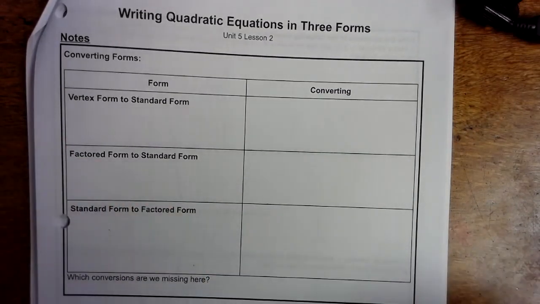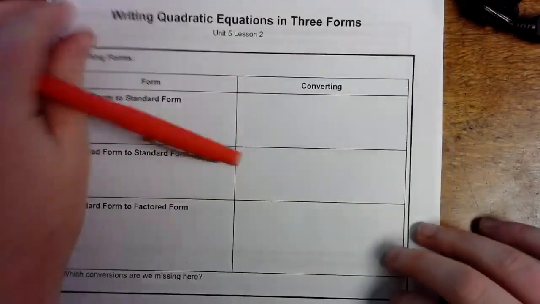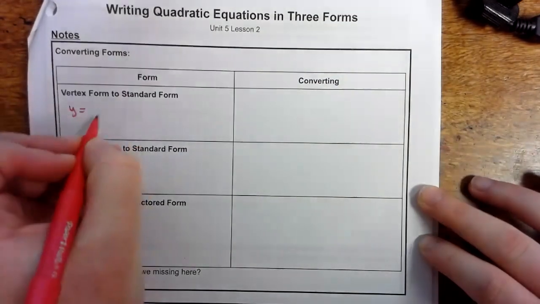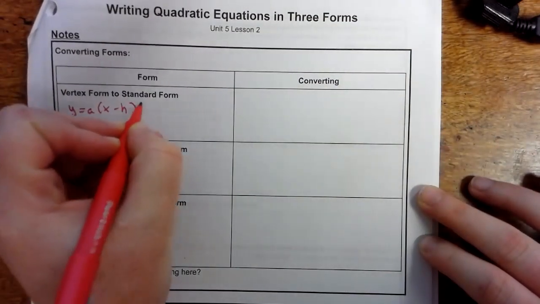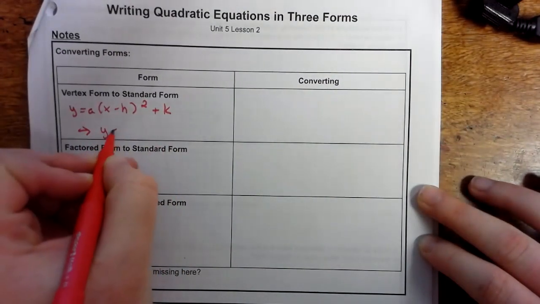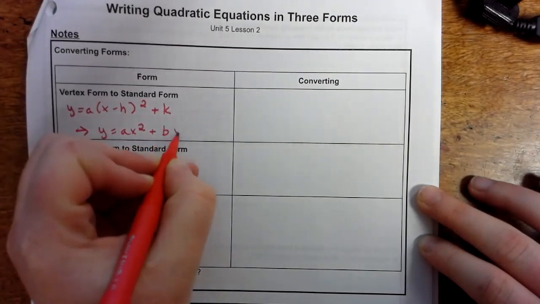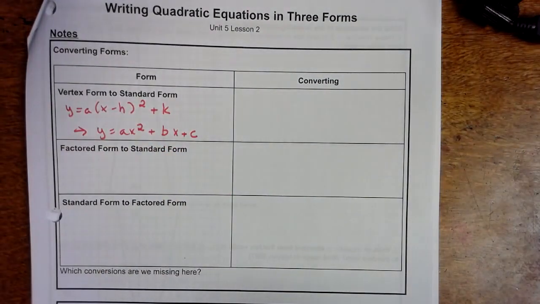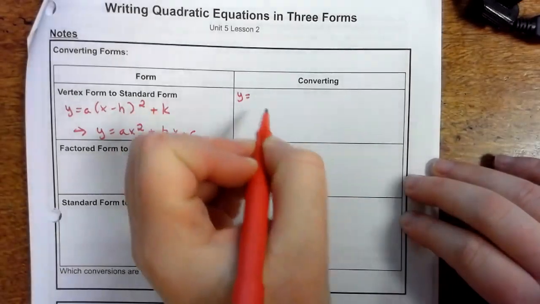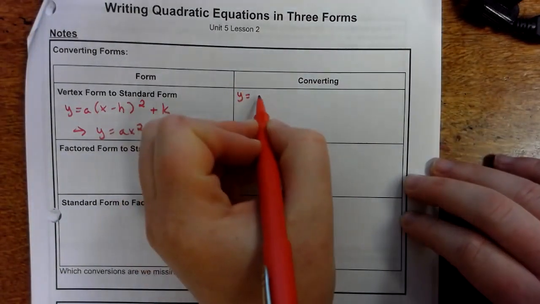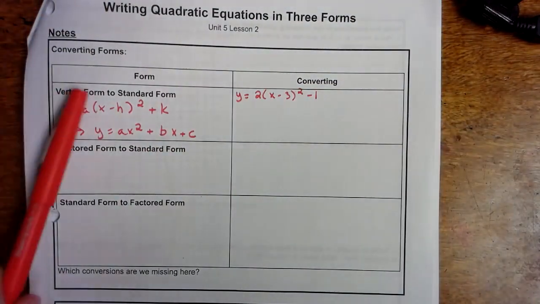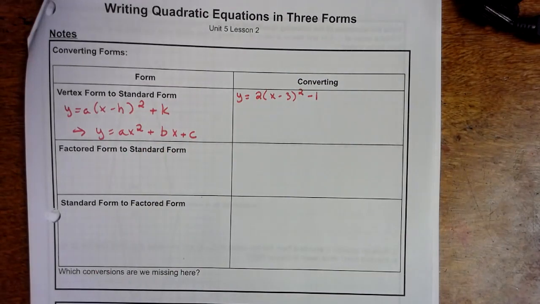So let's get started. So going from vertex form to standard form, that looks like this. We'll go from vertex form, which is y equals a(x minus h) squared plus k, to y equals ax squared plus bx plus c. So let's actually do an example. Let's use the problem y equals 2(x minus 3) squared minus 1 as an example. So this is in vertex form, and we're going to go to standard form.